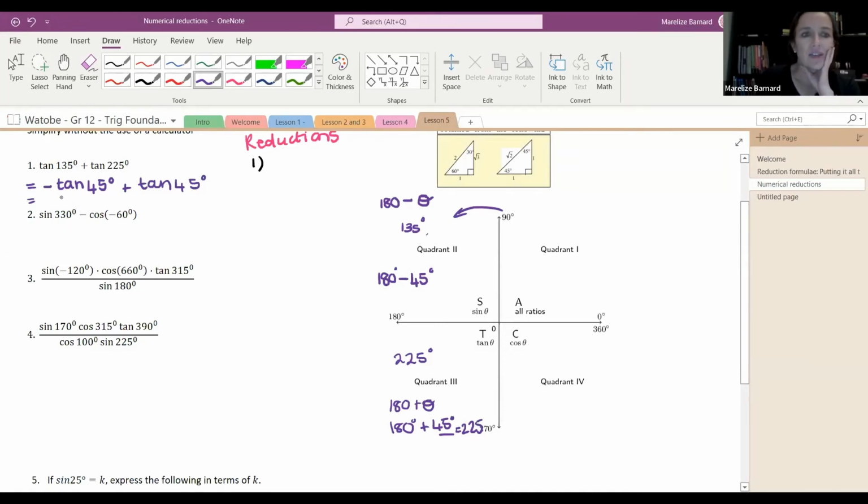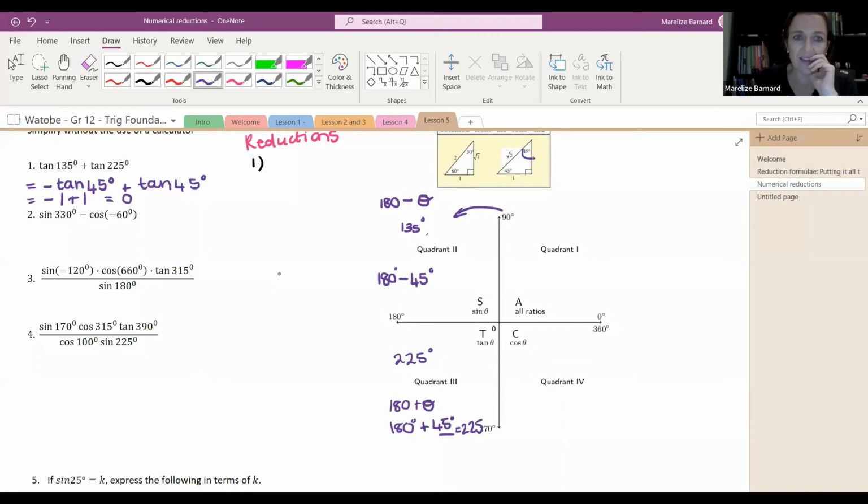Okay, so tan of 45 is just 1. You can use your triangle: tan 45 is opposite over adjacent, that's 1 over 1. So that's minus 1 plus 1, which is equal to 0. The answer is 0. Good stuff.